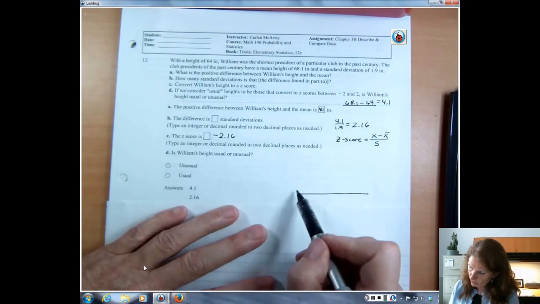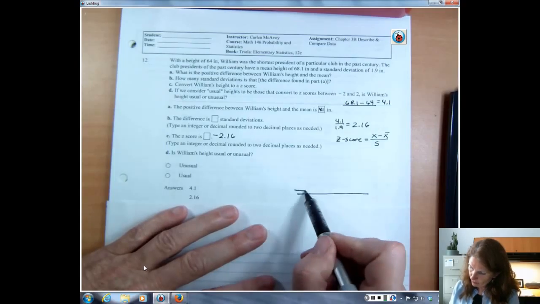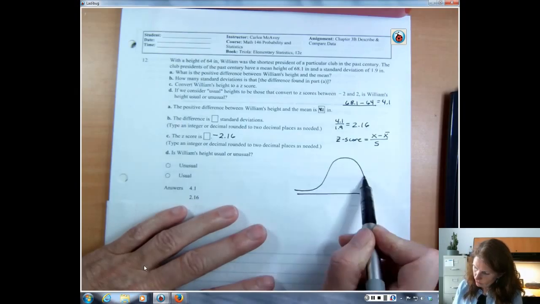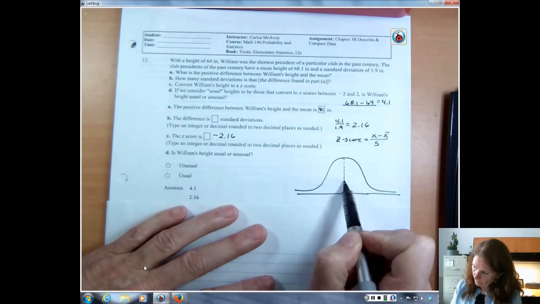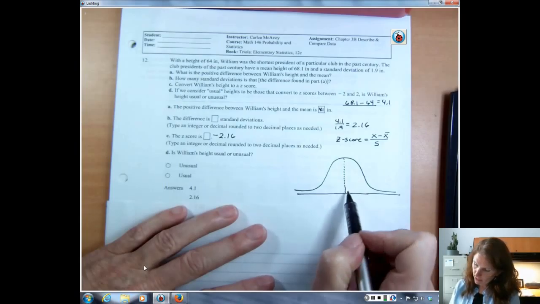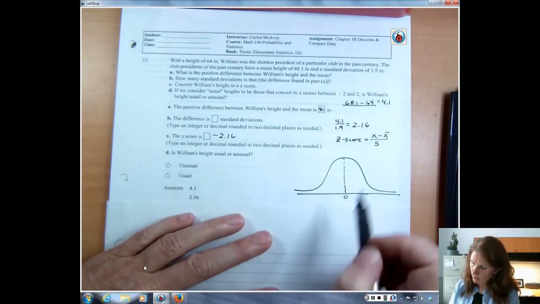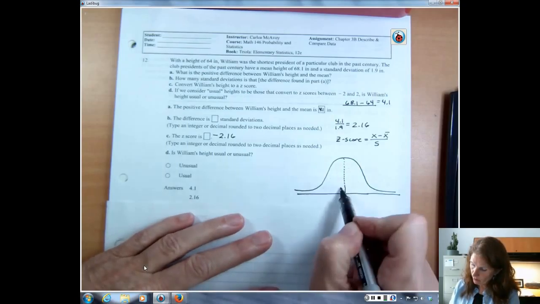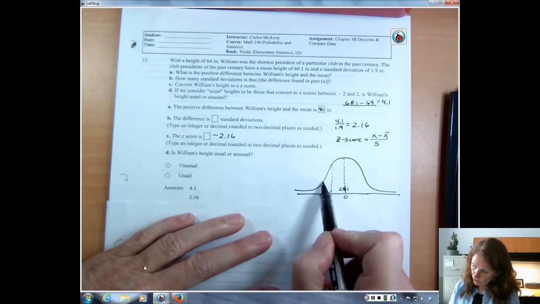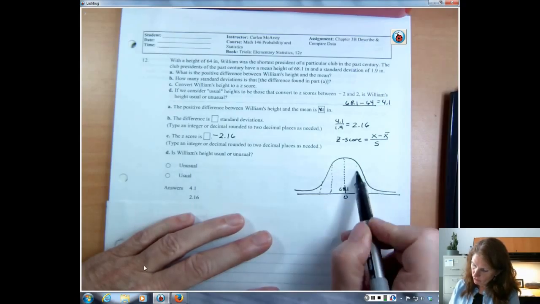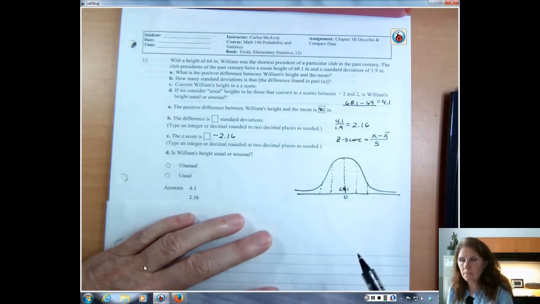Weird, they have it shown as positive. Let's just talk about this for a second. Here is the mean, and that has a z-score of 0, right? The mean here is 68.1. Here is 2 standard deviations back, and here is 2 standard deviations to the right.